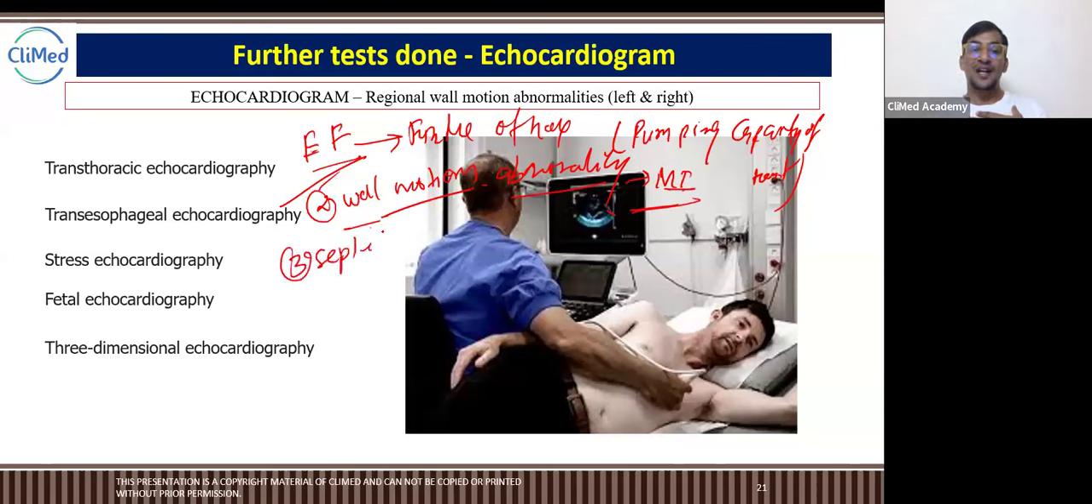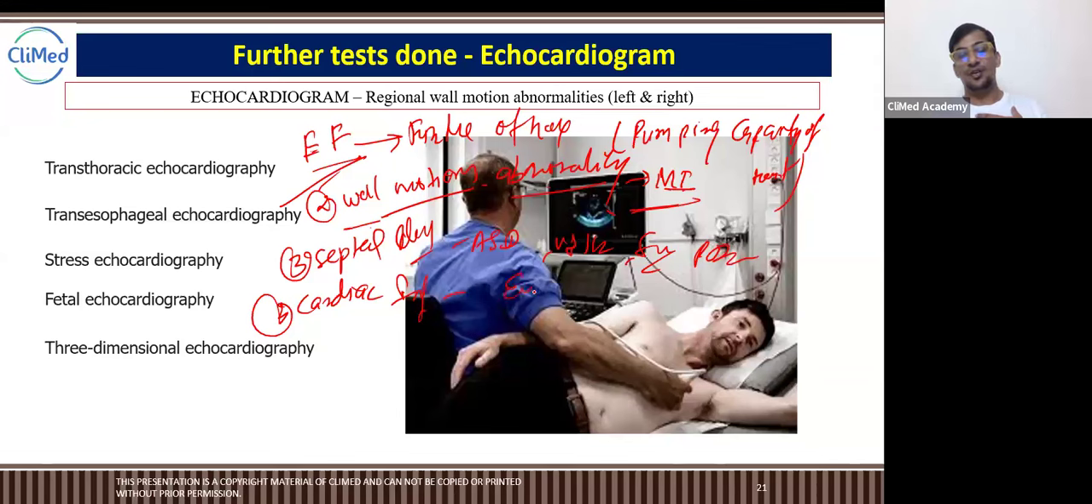Then the septal defects. Septal defects means ASD, VSD, or the size of these, PDA. Then the cardiac infections can be checked: endocarditis, myocarditis, pericarditis. Then the valvular heart disease. Valvular heart disease means any valve of the heart, or the pulmonary valve or anything, can be checked by echo. Okay. Other than that, we check pulmonary arterial hypertension, pulmonary pressure, by the help of echocardiogram, and rheumatic heart disease can be checked by the help of echocardiogram.